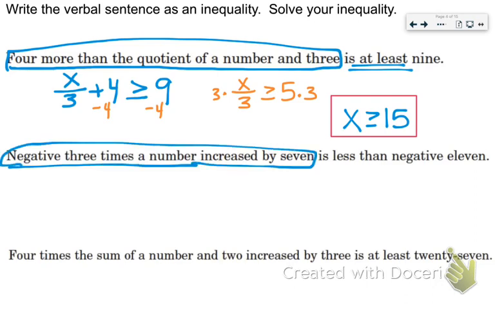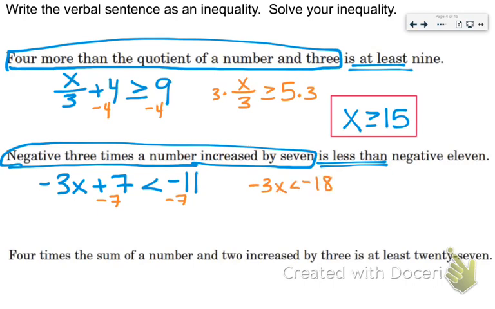Our next one, negative 3 times a number increased by 7. Negative 3 times that number x increased means add, is less than. So that one's easy, just a less than sign, negative 11. And then solve. So subtract 7 from both sides, then divide both sides by negative 3. But be careful, we divided by a negative, we've got to flip our sign.